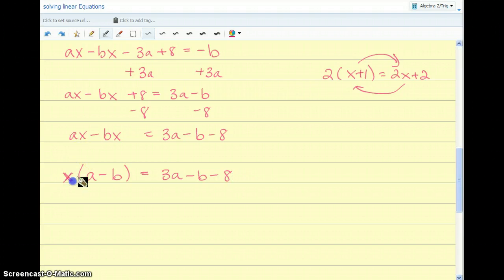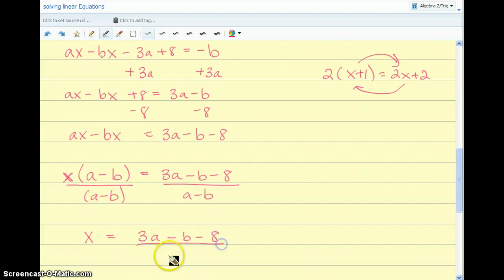Now, since this is x times a minus b, we're just going to divide both sides by a minus b. So we have x equals 3a minus b minus 8, all over a minus b. We cannot cancel these out because you can only cancel when something is being multiplied and then we divide. Here, it's being subtracted, so we can't divide those out. So this would be my final answer for my first equation with variables in it. Okay, so that's example one.